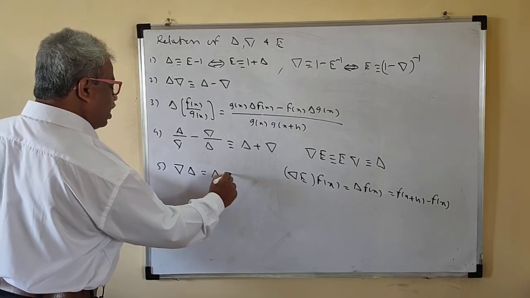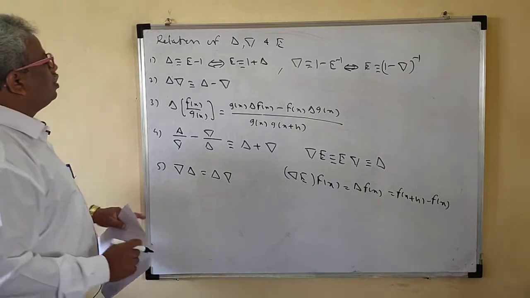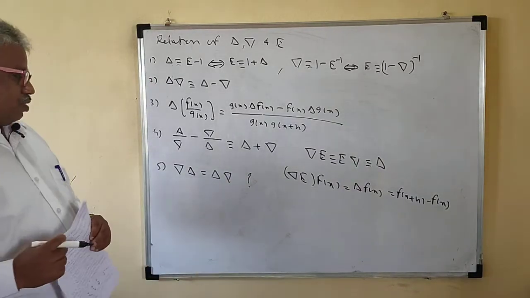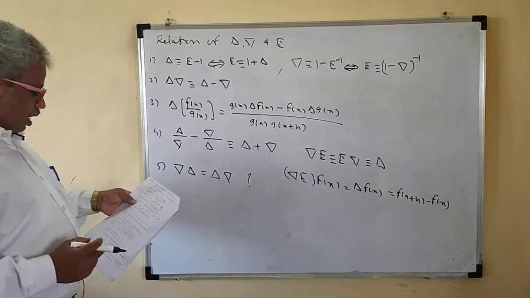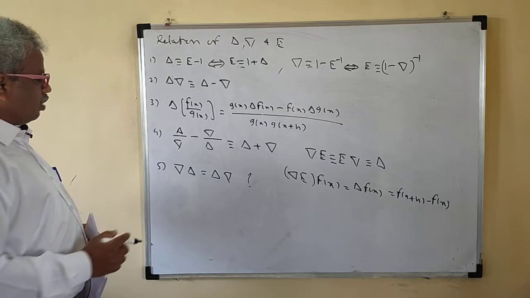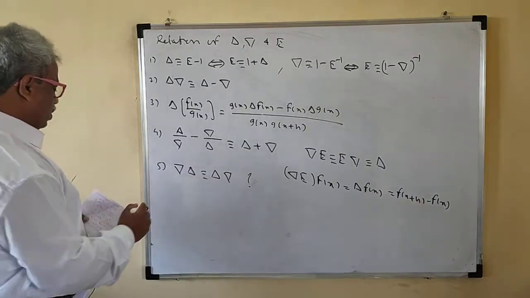So check whether they are commutative or not. I am not sure about this one. Check whether this is true or false. How to check this? Apply on f of x, apply on f of x, and check whether these two are equal or not. So check for this one.